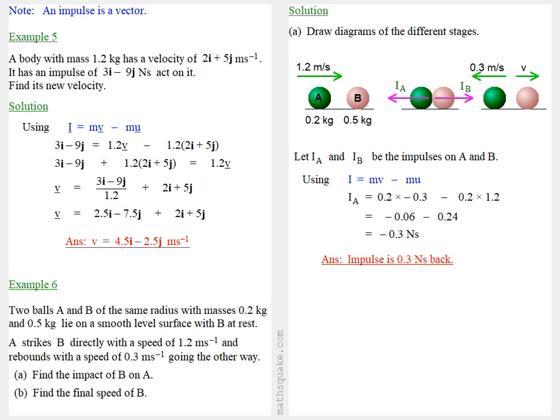Now in part B we're asked to find the final speed of B. Now we know IB is equal to minus IA. The impulses are equal but in the opposite direction. So that's equal to 0.3 Newton seconds. So 0.3 equals 0.5V minus 0. Now we can divide both sides by 0.5. And that works out V is equal to 0.6. So the velocity of B is 0.6 meters per second.